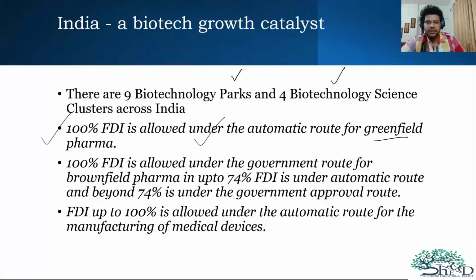That is the point that you need to know. The other point is very technical. It's good if you can remember, otherwise not really necessary. 100% FDI is allowed under the government route for brownfield pharma: 74% under the automatic route, and beyond 74% under the government approval route. So this is for greenfield, this is for brownfield. FDI up to 100% is allowed under the automatic route for the manufacturing of medical devices.